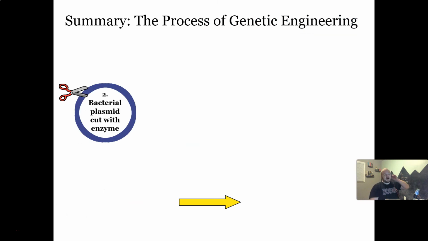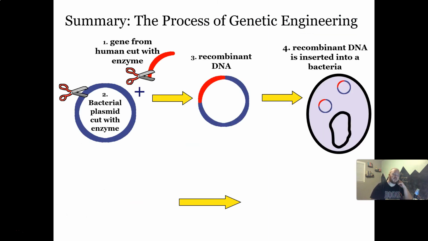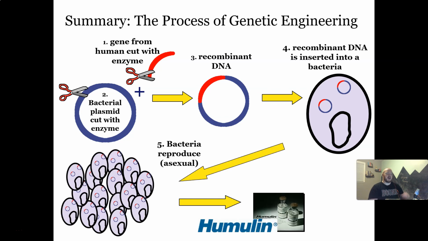So, a summary of the genetic process here. Step 1, you cut the gene from a human out with an enzyme. Step 2, you cut the bacterial plasmid, which is a type of DNA, with a different enzyme. Step 3, you introduce them to each other. Usually the bacteria will take it up, no problem. And the recombinant DNA is then inserted into the bacteria at step 4. At step 5, allow the bacteria to reproduce. At the end, you're going to produce enough of the desired trait. In this case, humulin is the primary insulin. So you produce insulin. Pretty cool. And then, extract the protein.